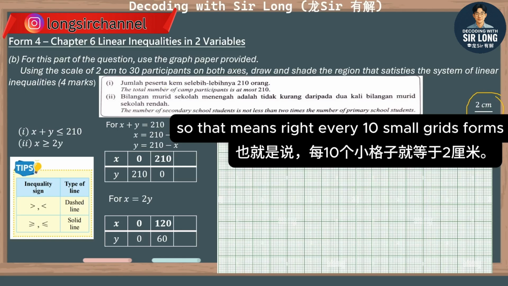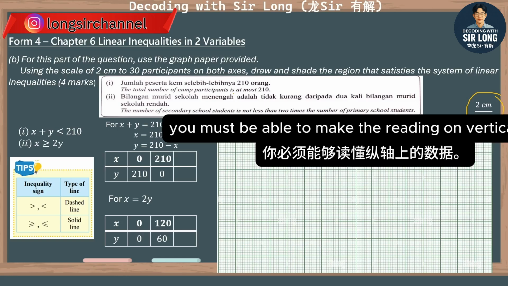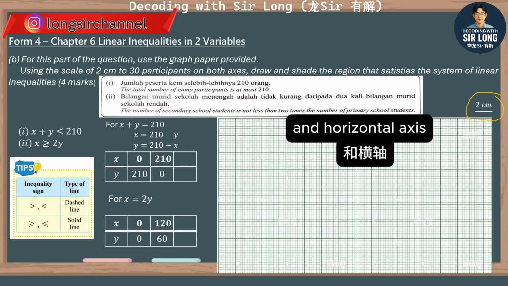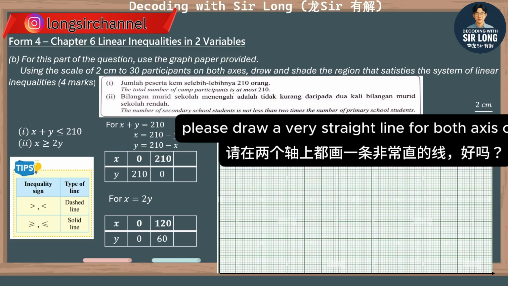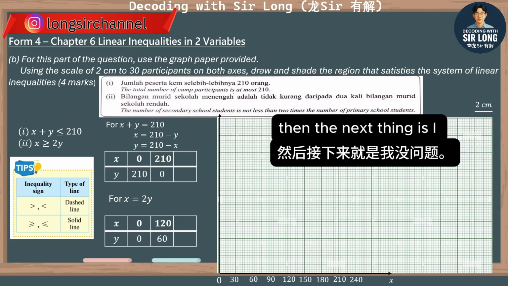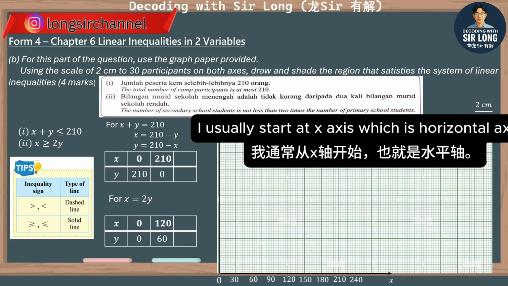So that means every 10 small grids form 2 cm. Therefore, you must be able to make the reading on the vertical axis and horizontal axis. Then the next step, before that, by using a ruler, please draw a very straight line for both axes. Then my habit is I usually start at the x-axis, which is the horizontal axis.